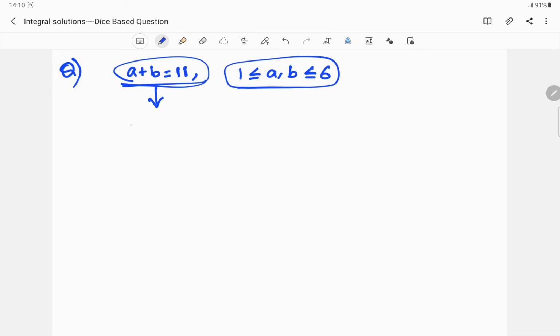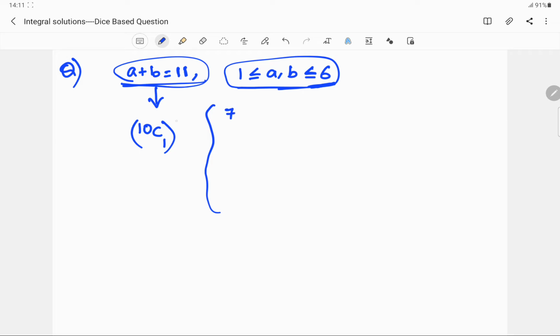Now here, if we go by the traditional way, the total number of integral solutions to this equation, provided a and b are greater than or equal to 1, there will be 10 gaps. Out of 10 I need to select 1, because there are two variables. So 10c1 will give the total number of integral solutions to this equation, provided a and b are greater than or equal to 1. But here the upper limit is that a and b should be less than or equal to 6. So there will be cases to remove.